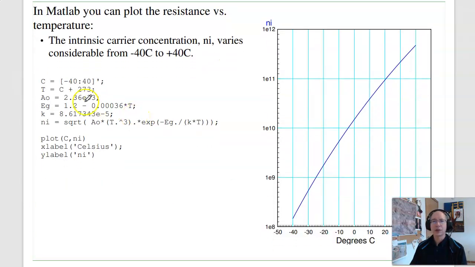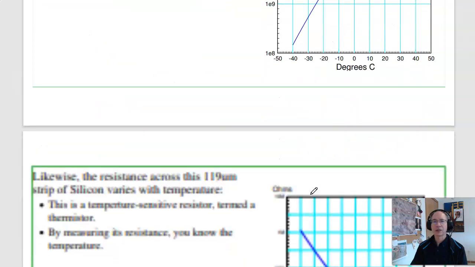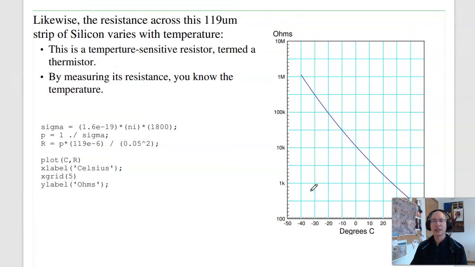And if I go through all that and calculate, say temperature goes from -40 to +40 Celsius, convert to Kelvin, here's my constants, here's the intrinsic carrier concentration. If I plot the intrinsic carrier concentration versus temperature, that's what I get. Once I know the intrinsic carrier concentration, I can find the conductivity. 1 over that is the resistivity, and then the resistance. Plotting temperature versus resistance, that's what you get. And that's what we saw at the start of the lecture.